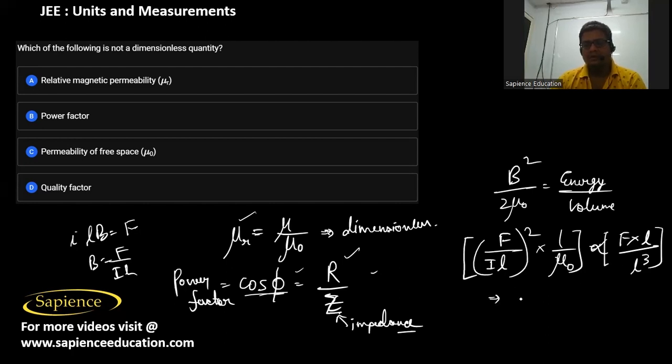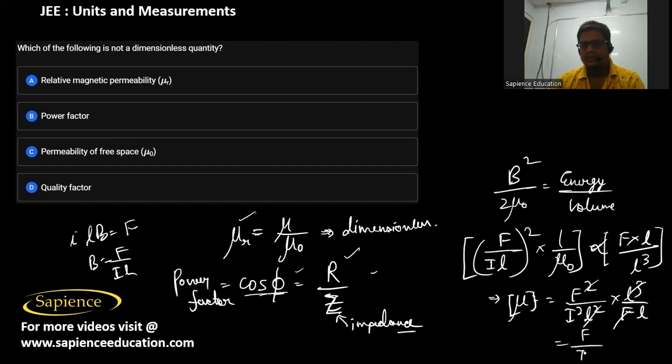So from here we will get mu naught, its dimensional formula will be equal to F squared by I squared L squared into L cubed by FL. So F will cancel, L squared L will cancel. So here we will get F by I squared L. So it means that mu naught is not dimensionless.